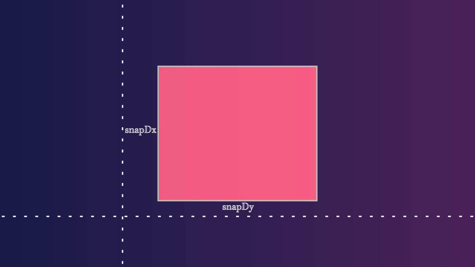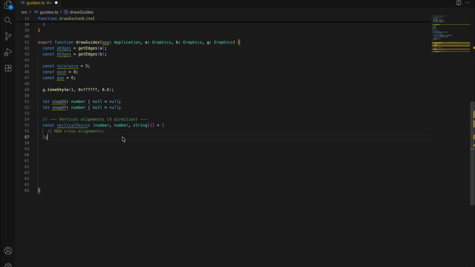Then we create two variables, snap_dx and snap_dy. These are going to store how much we should nudge our shape in x and y to make it snap exactly to the nearest alignment. Now let's look at the vertical alignments. That's everything along the x direction.